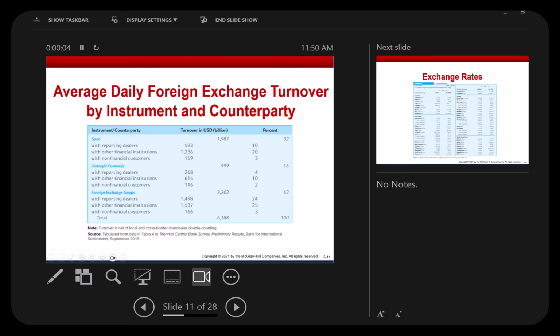In terms of average turnover, spot is about $2 trillion. Remember, this is 2019. Outright forwards are about $1 billion, and the swaps, which we're going to cover later, which is kind of a different way of doing forwards, it's about $3 trillion. So even in 2019, we're talking about over $6 trillion worth of daily volume.